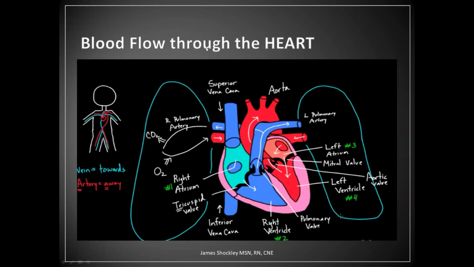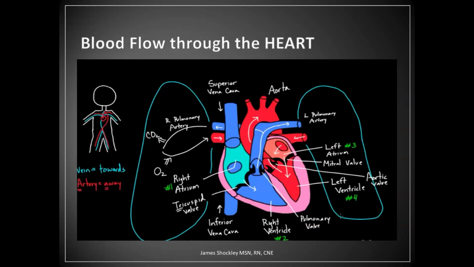So first thing we want to look at again is blood flow through the heart. Blood comes into the right side of the heart through the superior and inferior vena cava, and it's going to dump into that right atrium. Once it's in the right atrium, it's going to push it through the tricuspid valve. That's going to be our first AV valve. It's going to go into the right ventricle. It's going to pump out from the pulmonary valve into the pulmonary artery.